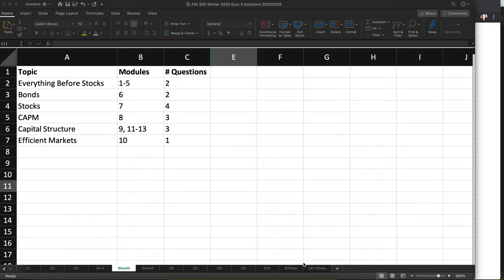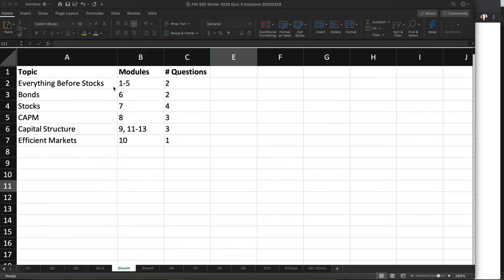This is What to Study Part Two. So we went ahead and decided to release this. We have a couple different modules that are going to be covered for the exam, basically all of them, but they're going to be different weights.